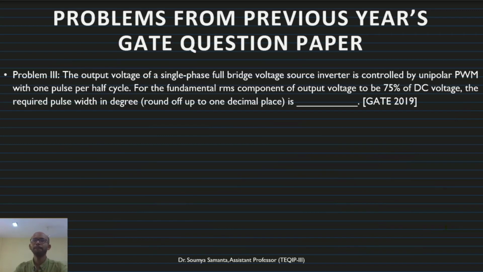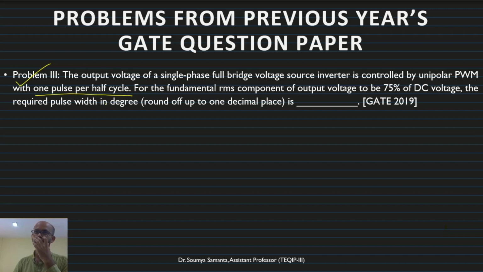So now next problem. This is problem number 3. What is asked? Output voltage of a single phase full bridge voltage source inverter is controlled by unipolar PWM. So what is unipolar PWM? I have discussed VDC and 0, between VDC to 0, or 0 and minus VDC. So this is the unipolar PWM with 1 pulse per half cycle. So there will be only 1 pulse, single pulse modulation, SPM, one pulse per half cycle.